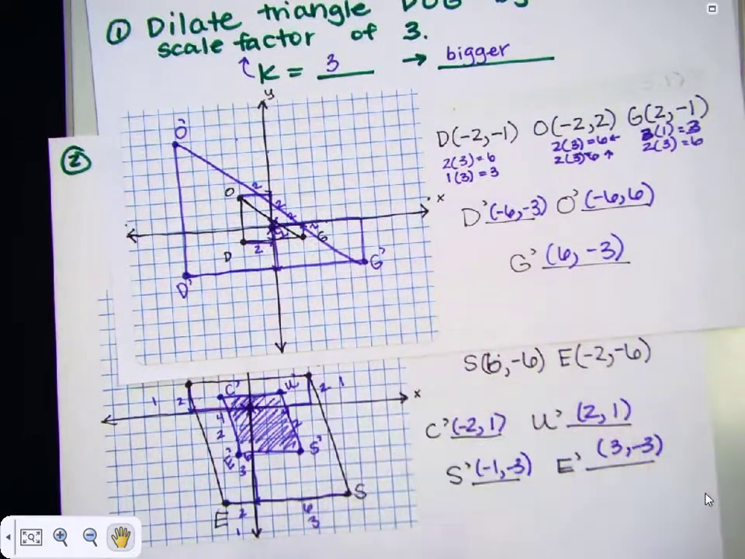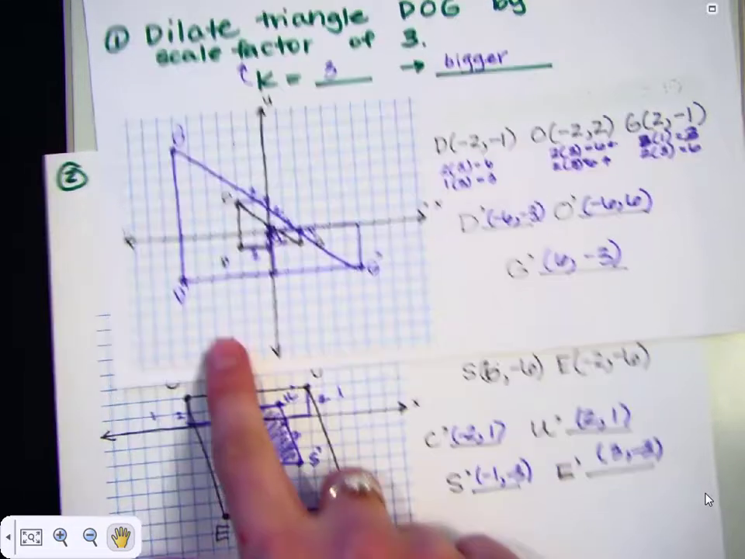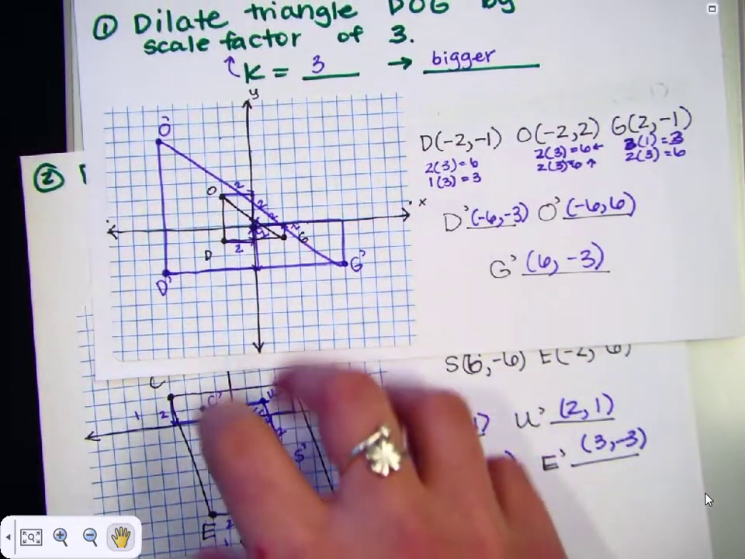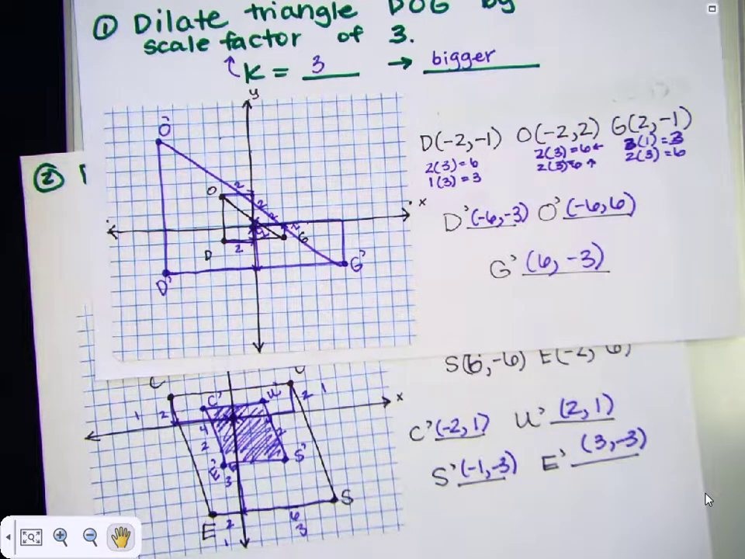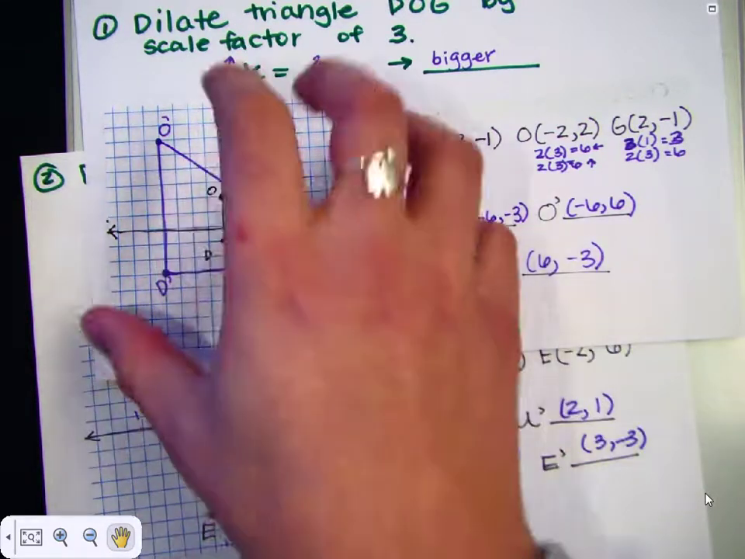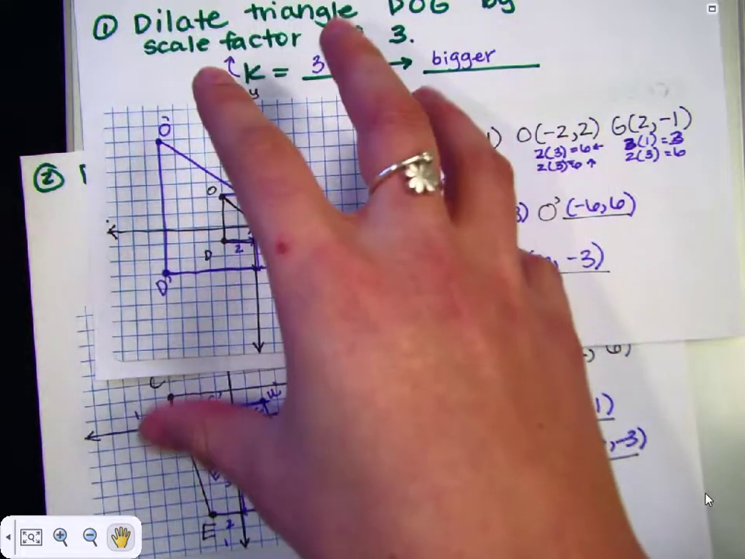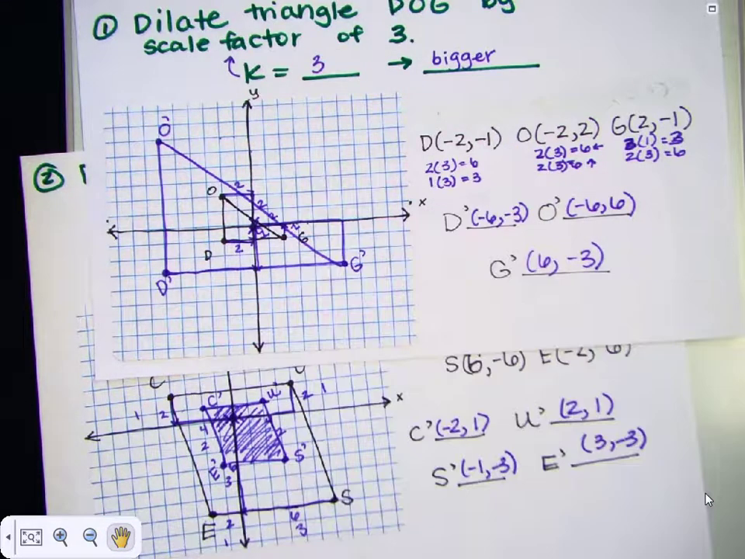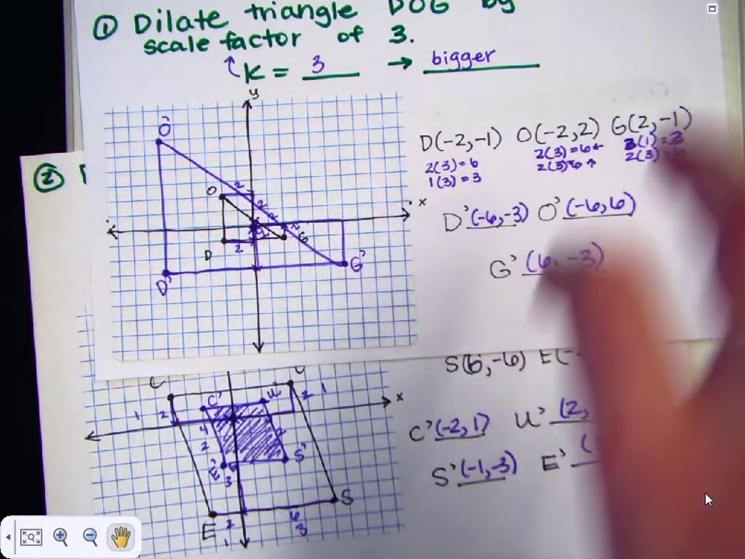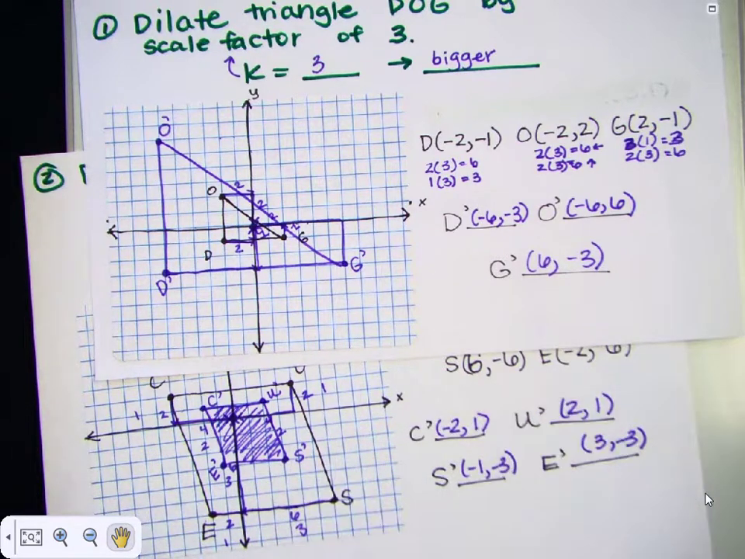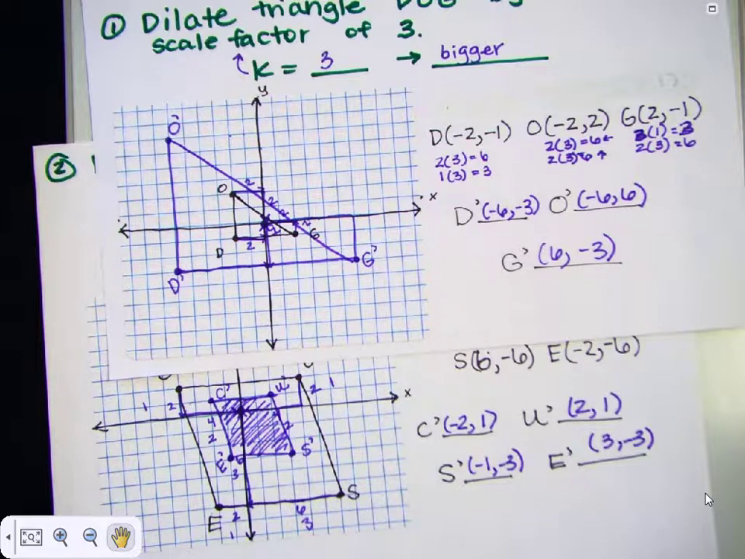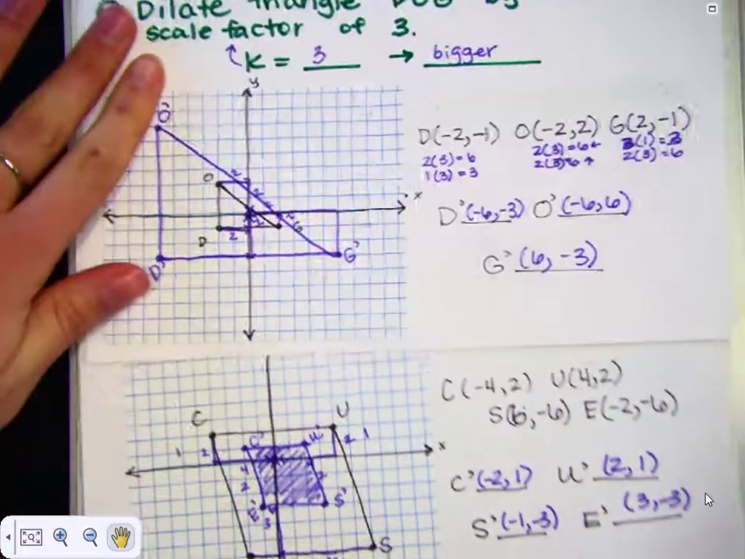It will not change the orientation. So your E, S, C, and U all stayed in the same spot. They just got closer to the center. And D, O, G, they also got bigger, but the letter position stayed the same. The triangle didn't rotate, it didn't move, it didn't flip. Our letters didn't flip. They all stayed the way they were. The only thing that changed was the size. And if you notice, the angles were the same too. So that is the video on dilating shapes.